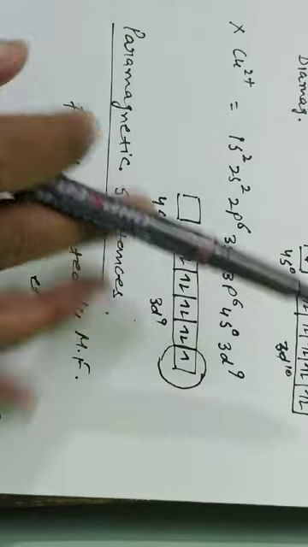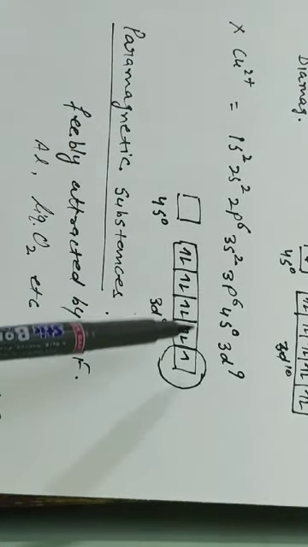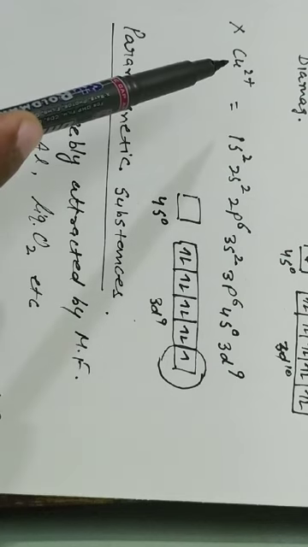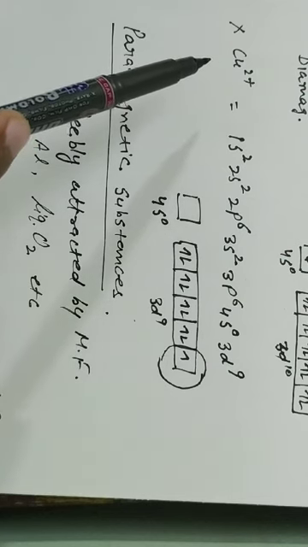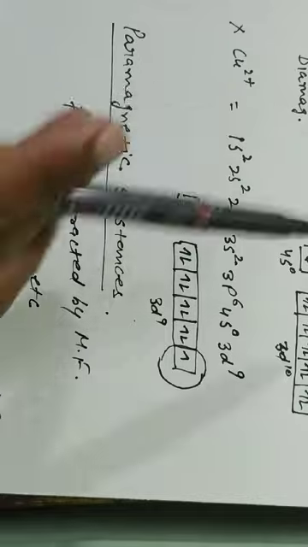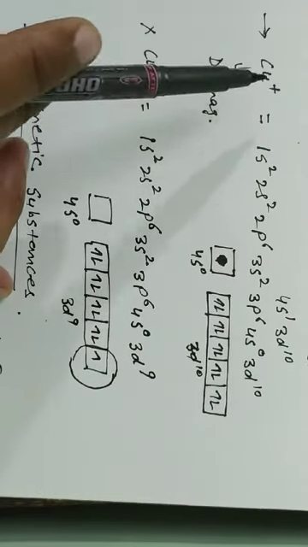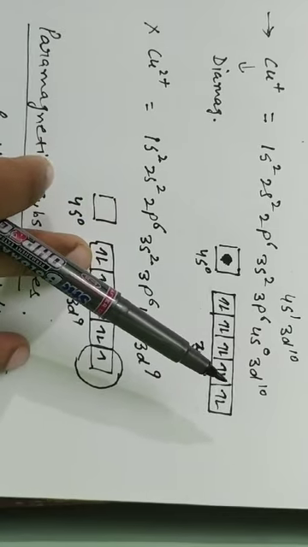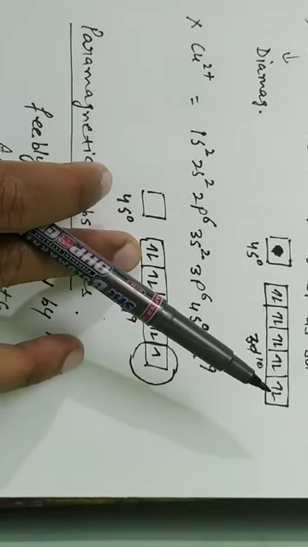In this case, Cu2 positive has one unpaired electron, so that's why Cu2 positive is paramagnetic in nature, but Cu positive is diamagnetic in nature. Okay, I hope it is clear to you.